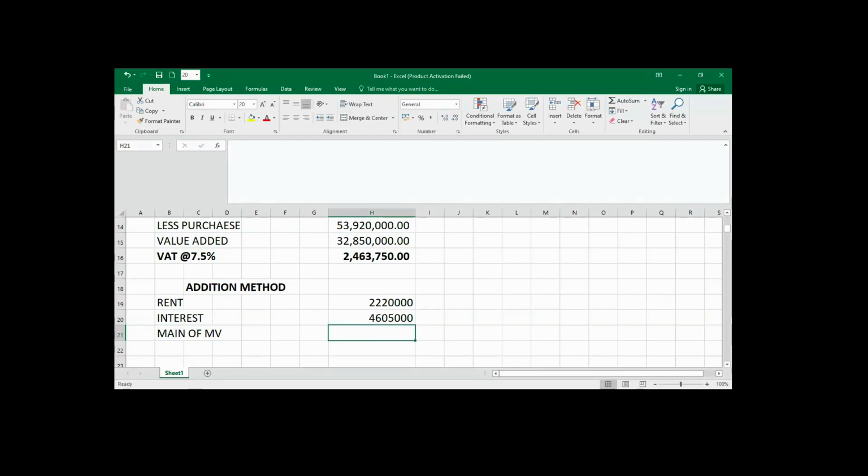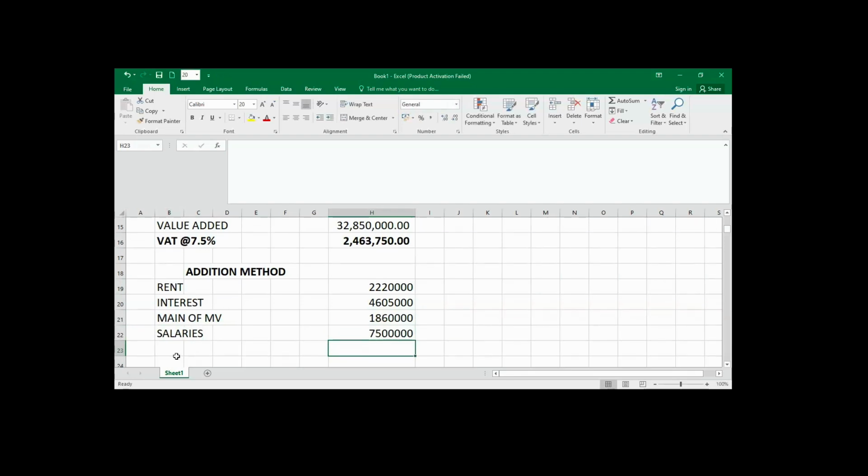Maintenance of motor vehicle, we have it as 1,860. Then after that, we have salaries. That's the reward for labor. So salaries is the reward for labor. We also include that, which is 7.5 million.